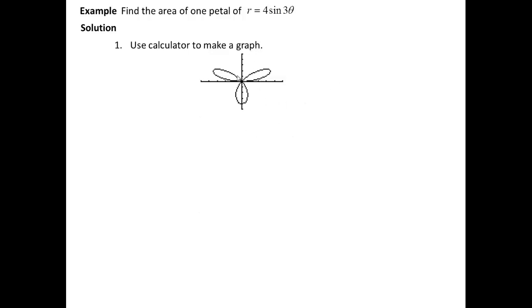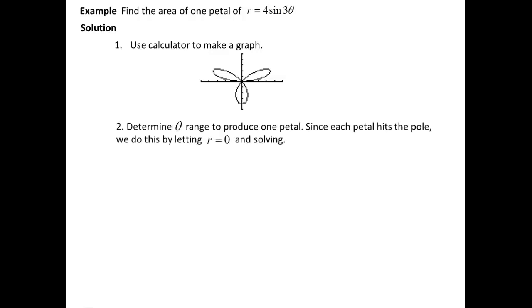So we're asked to find the area of any one of these three petals. I don't have a perfectly square viewing window, but all three are the same. They all three have the same area. Doesn't matter which one we find the area of, just find the area of one petal. So after we've done the graph, next thing we should do is find a theta min and a theta max that would produce just one petal. Now notice that in the graph, each petal happens to hit or intersect the pole.